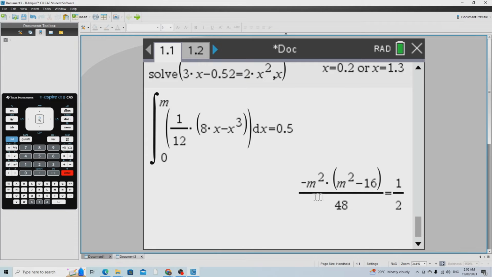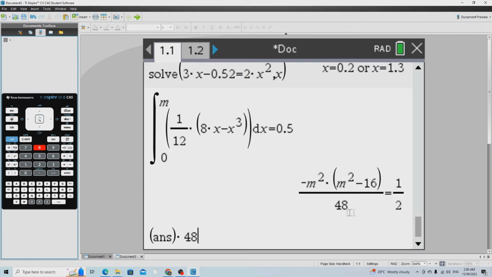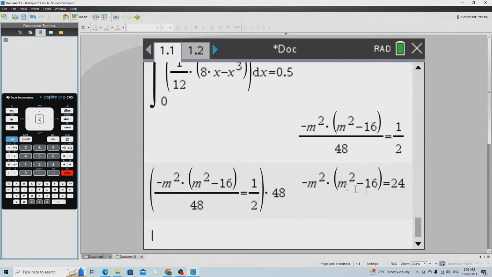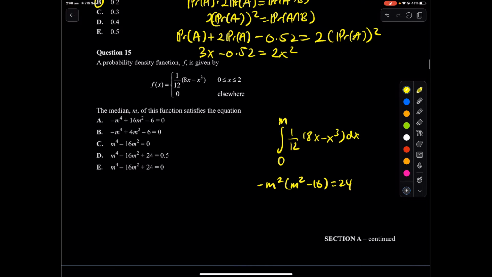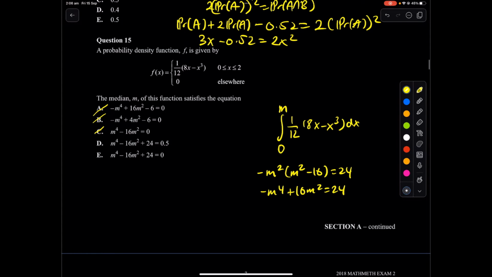And let's multiply both sides. So let's multiply this answer by 48 to get rid of this 48 here. And we get this. Let's write this down. Negative m squared minus 16, 24. So negative m to the power 4 plus 16 m squared is 24. It cannot be these because we don't have 24 in them. If I move them all to the other side, E looks right.